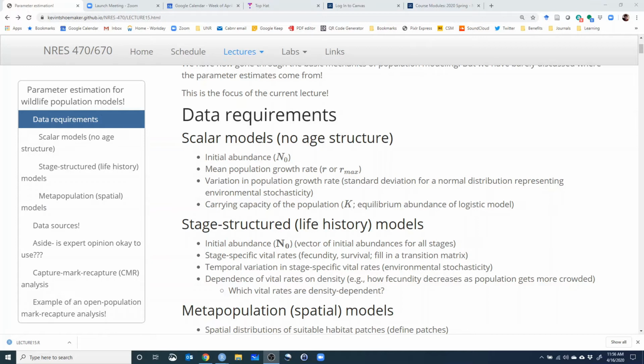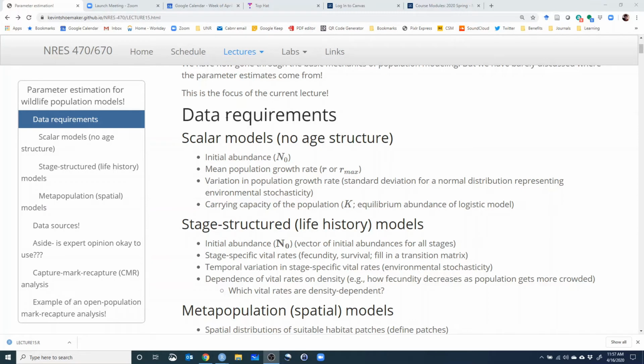We'll talk about all those cases, like where do the parameter estimates come from, that many of you are getting from the literature, and then what do we do when we can't find exactly what we're looking for? How do population modelers actually do it? So let's start with the data requirements.